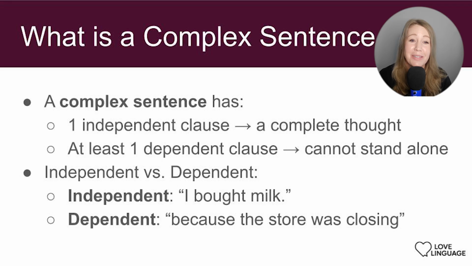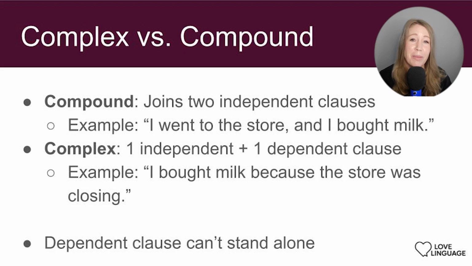All right, so let's start simple. A complex sentence has one independent clause and at least one dependent clause. The independent clause can stand alone because it's a complete thought all on its own, but the dependent clause can't. It needs the main clause, the independent clause, to make sense. For example, I bought milk because the store was closing. This sentence is complex because it's made up of the independent clause, I bought milk, and the dependent clause, because the store was closing.